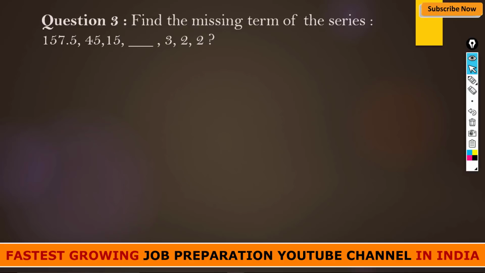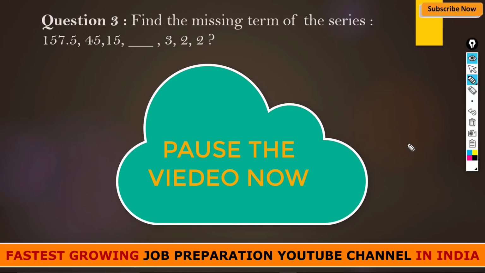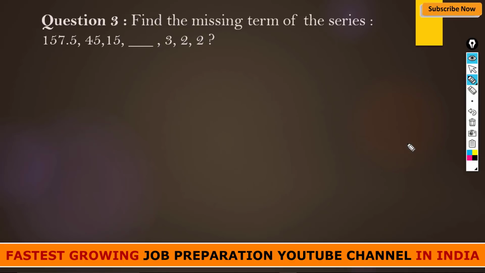So here is our third question. Find the missing term of the series 157.5, 45, 15, then a missing number, then 3, 2, 2. Same way, pause the video here and try to solve this. If you cannot solve it, then I'll give you the solution. A point to observe in this question is that 157.5, 45, 15, a missing number, 3, 2, 2 of course does not follow any number series.